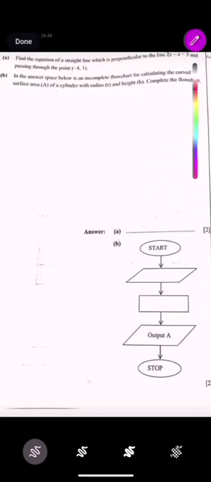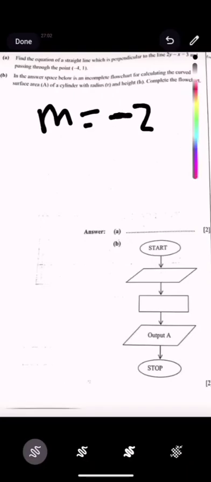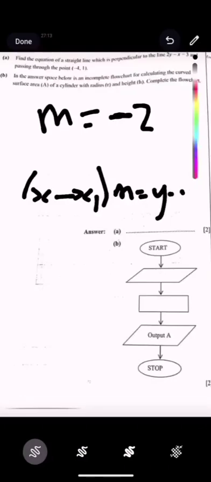Now that we know the gradient of the line we're interested in, from here you can use either of the two methods that I taught you on that question where we are finding the equation of a straight line. Since our gradient is negative 2, I'll use the method that I don't like, but it's fast, which says x minus x1 equals m times y minus y1.